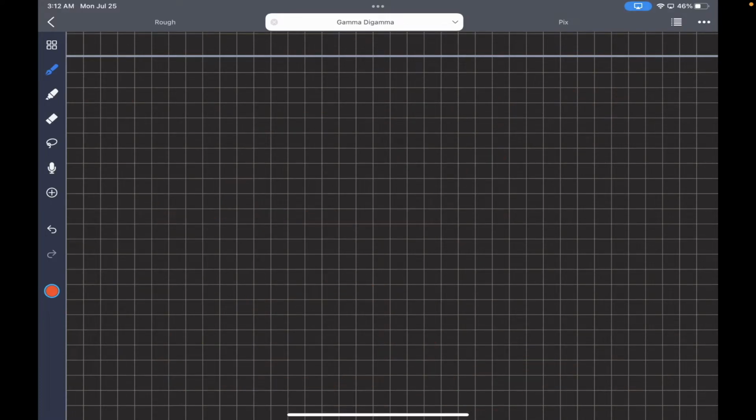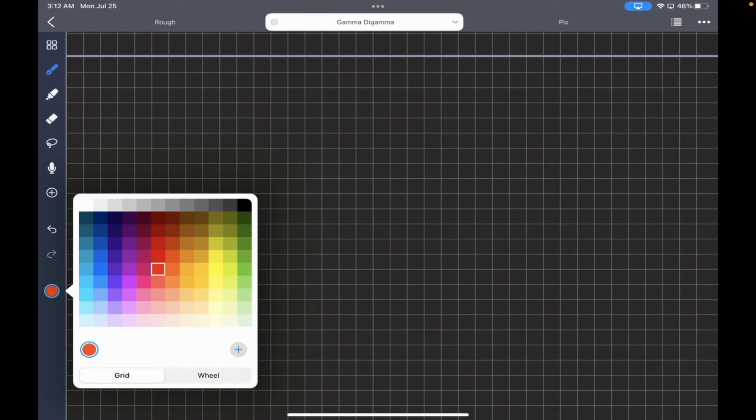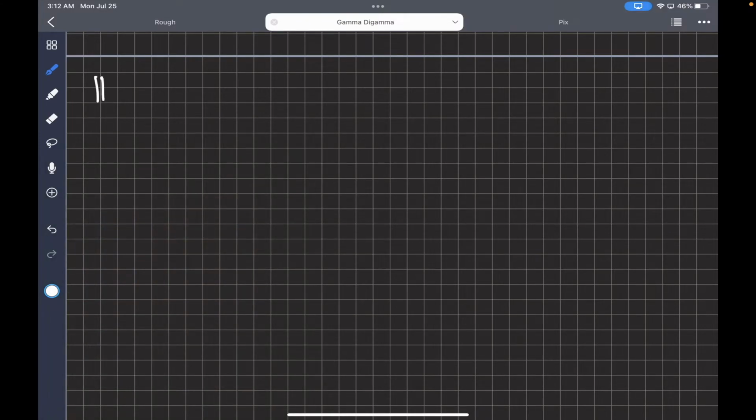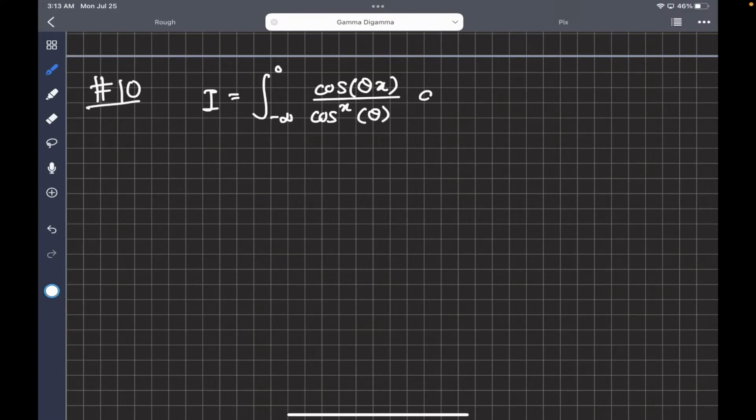And now we move on to our ultimate question. Our last question, basically. And it's always a pain to choose what color. Maybe I'll just go for white. Number 10. I is the integral from minus infinity to 0 of cosine of theta times x divided by cosine to the x of theta dx.